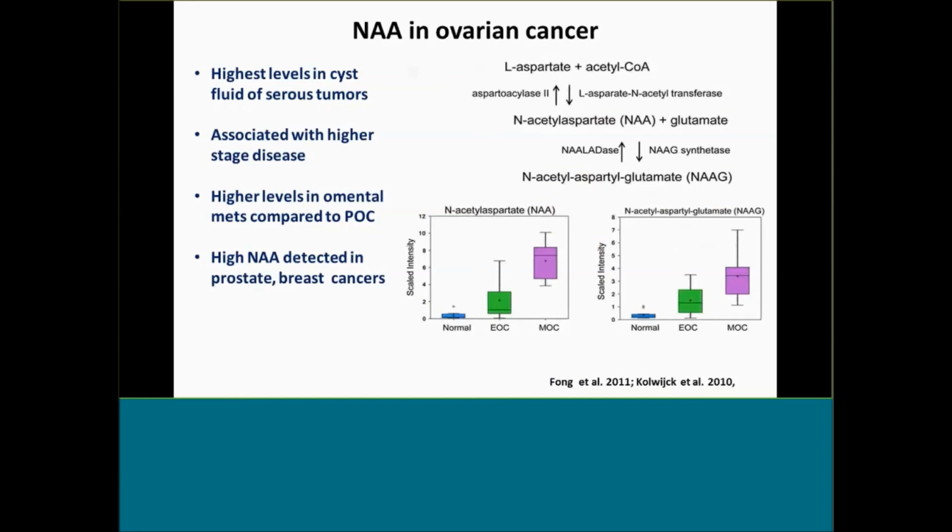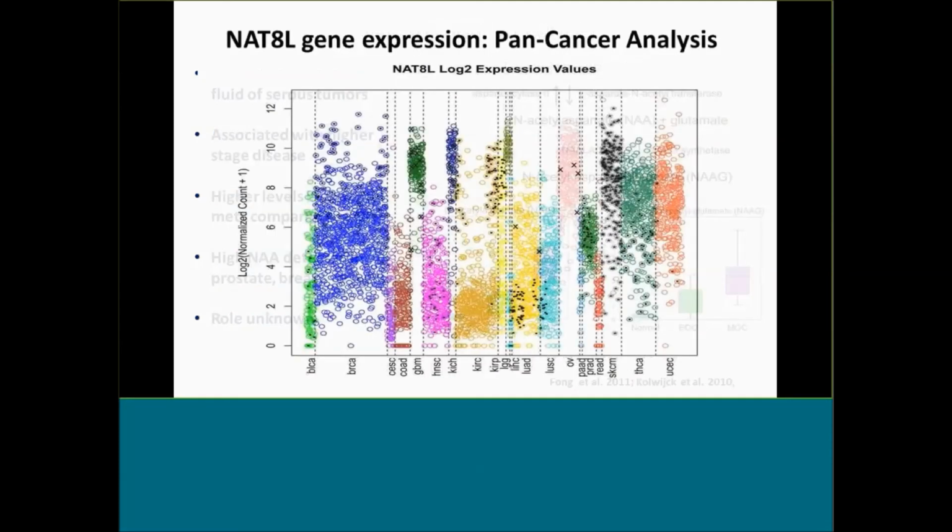NAA is a metabolite that's now known to play a role in Canavan's disease. So it does cause other disease problems as well. But in an ovary setting, we certainly didn't expect to see a neuronal metabolite to this extent. There are a couple of small studies now that have reported pretty high levels in cyst fluid from serous tumors, and it may be a potential biomarker as well. And some groups are also reporting it in prostate and breast cancers. Biological roles before this work were largely unknown in the context of cancer.